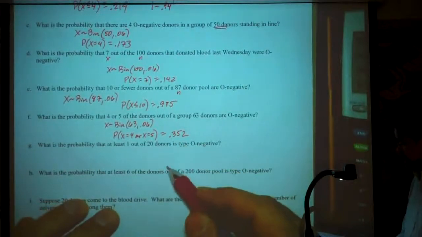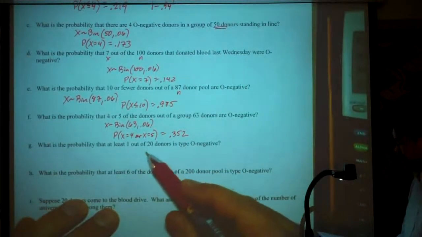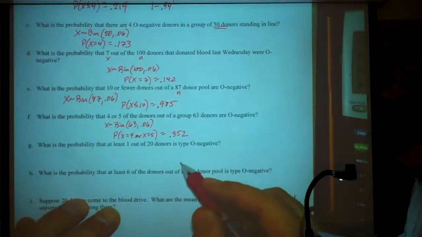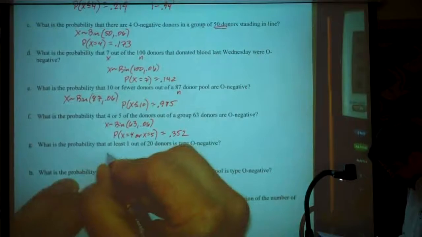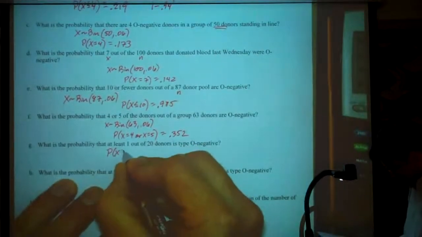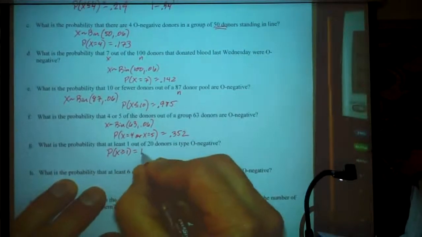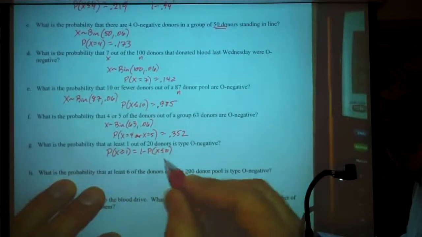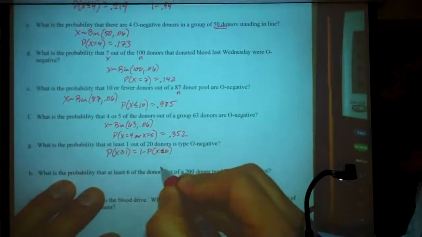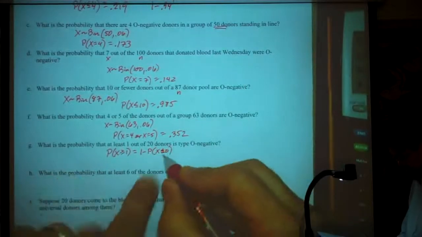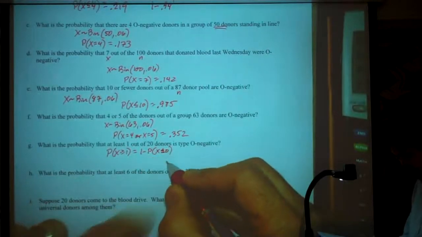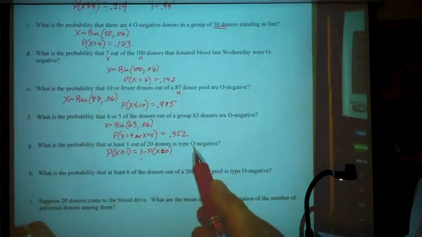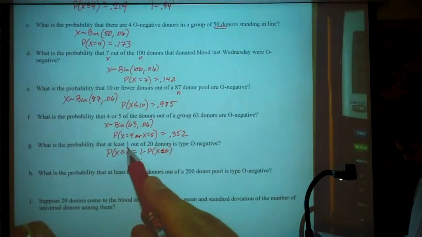Okay. What's the probability that at least 1 out of 20 donors is type O negative? Okay, this is an easy one. Now I could say the probability that X is greater than or equal to 1 equals 1 minus the probability that X is less than or equal to 0. But look, it's not going to be less than 0, it's just going to be equal to 0, right? And I guess I could do a binomial probability with X being 0, or I could just say, what's the complement of this? The complement of at least 1 means 0.